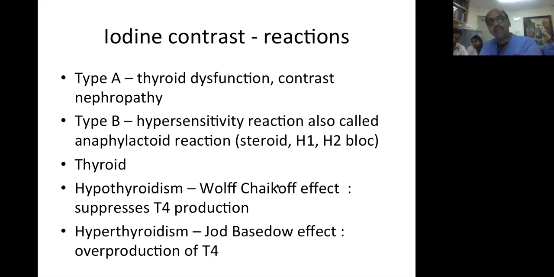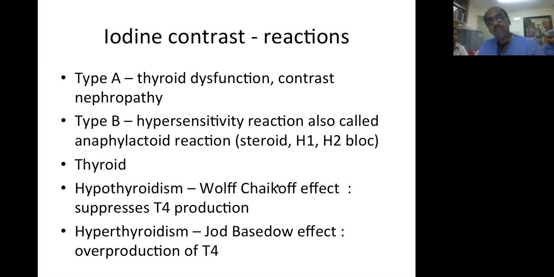The predictable is called as type A contrast reaction. It can produce thyroid dysfunction or it can produce contrast-induced nephropathy. Type B reactions are unpredictable. It's basically something called as hypersensitivity reaction. There will be sudden release of histamine, all the substances, something similar to anaphylaxis, but it is not mediated by IgE. There is no involvement of IgE antibody in this process. And so this is called as anaphylactoid reaction, similar to anaphylaxis, but it is not involving the IgE. The management of this hypersensitivity reaction will be controlling the release of this histamine by giving steroids and also H1 blocker and H2 blocker. H1 blocker will be something like IV injections. H2 blockers will be something like ranitidine injections.